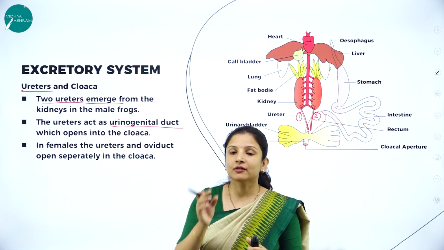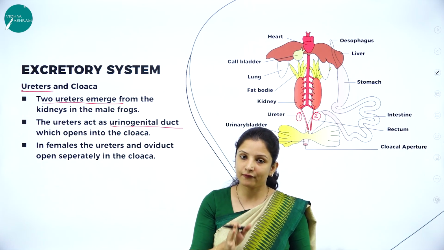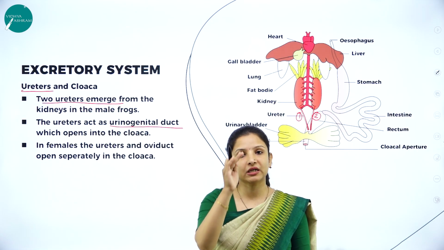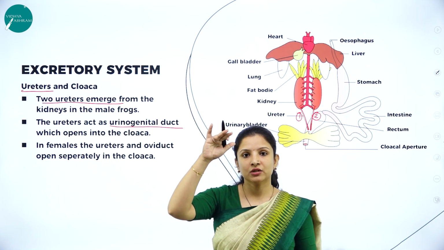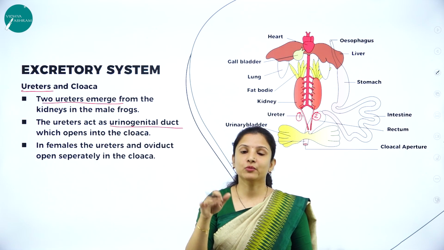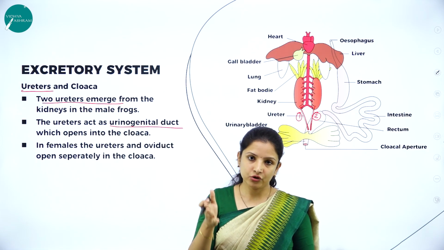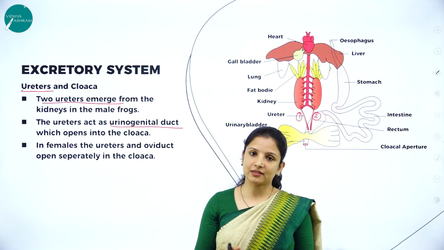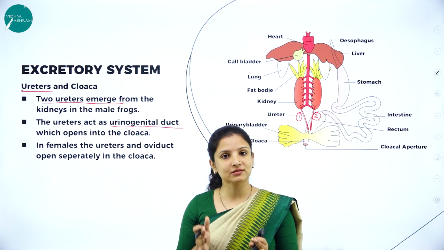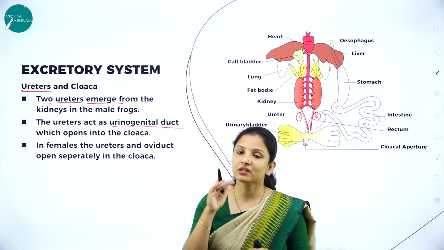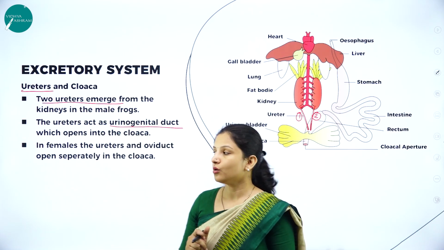In the male frog, the ureter is called the urinogenital duct. Why? Because it performs the function of carrying the urine from the kidney to the cloaca and also carrying the sperm from the testes to the Bidder's canal, which we will study in the reproductive system of frog in detail, and then from there into the ureters. It also carries the sperm. So that is why it is called the urinogenital duct. And in females, it doesn't happen that way. Only the urine is carried by the ureter from the kidney to the cloaca. But the ova or the egg is carried by a separate tube-like structure called the oviduct.